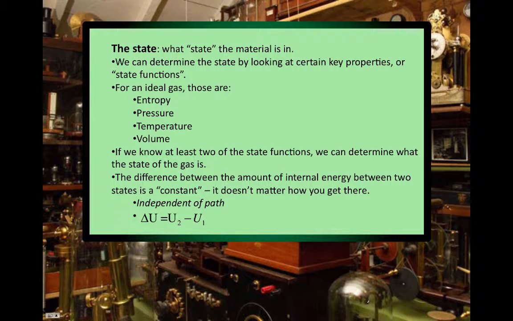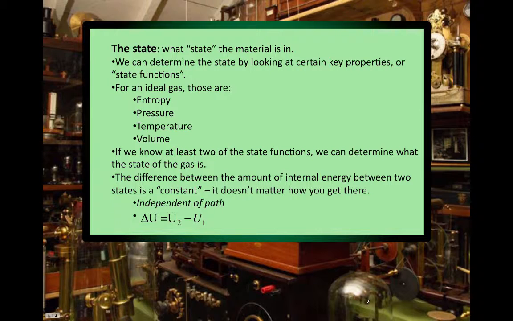But we can determine this state by looking at certain key properties, what they call state functions, which is not a great dinner to go to, but rather, for an ideal gas, the state functions involve entropy, pressure, temperature, and volume. If we know at least two of those state functions, we can determine exactly what the state of the gas is. The difference between the amount of internal energy between two states is a constant.